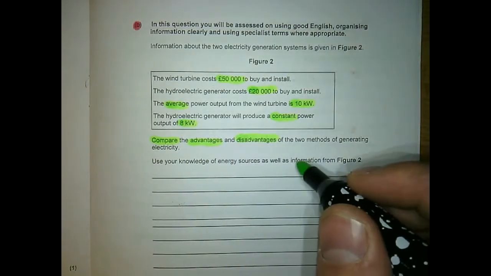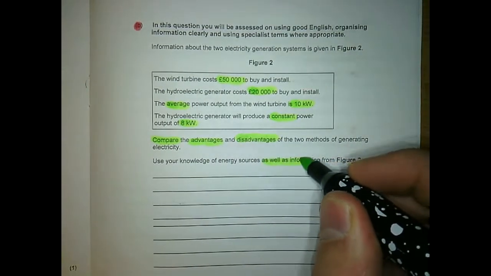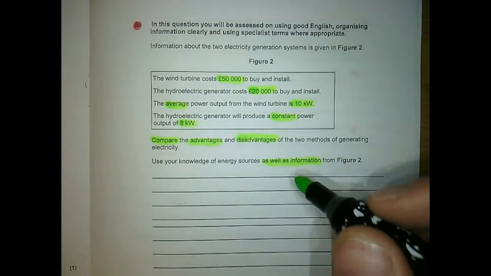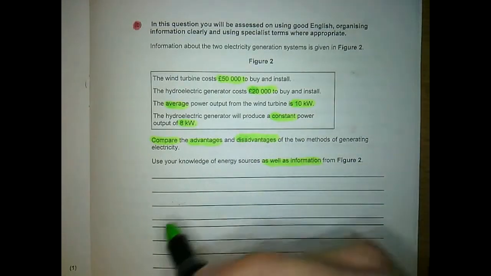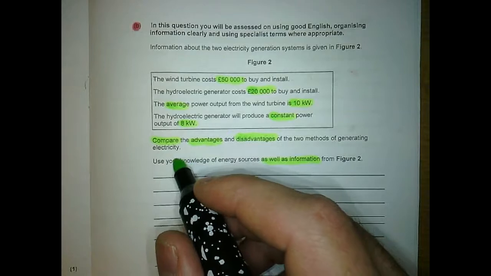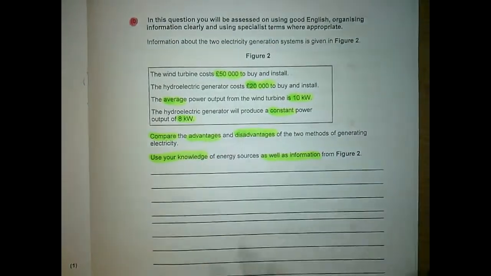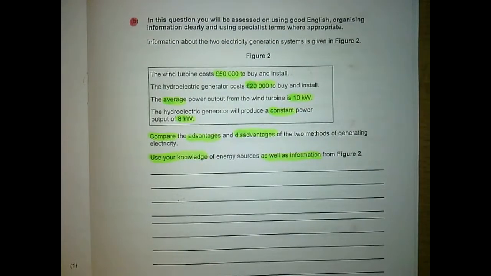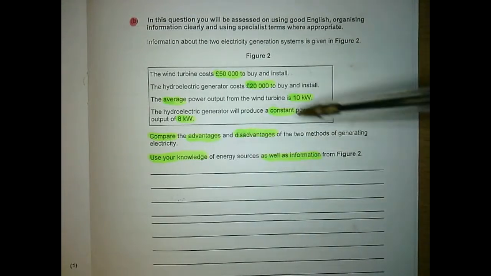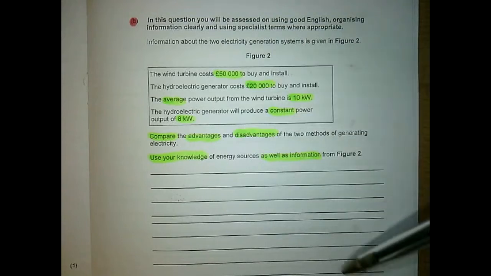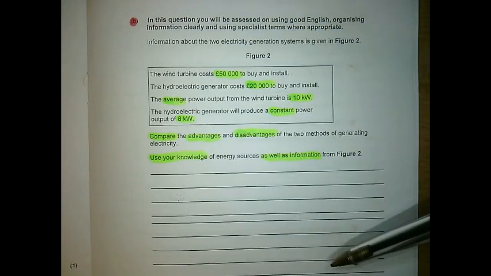So we've done really well with this bit as well as the information from figure 2. We've all compared that quite well. What most of you haven't done is this: use your knowledge. Okay, so you've got 6 marks in this, and just comparing these things at the top isn't going to get you 6 marks. So you've got to think big term, how are you going to actually be able to get enough points in there to mention this?